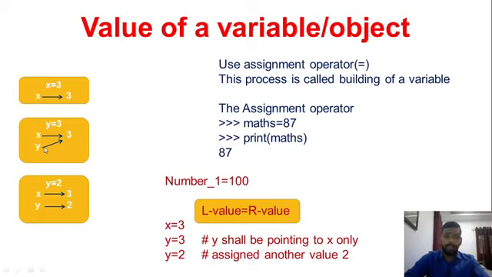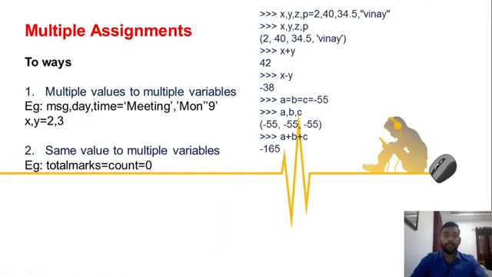So y is not allotted a different memory location for storing 3. It will be pointing to the existing 3 of x. Okay, y equal to 2 is assigned another value 2. So this is what the value of a variable actually is. Then we can go for multiple assignments.